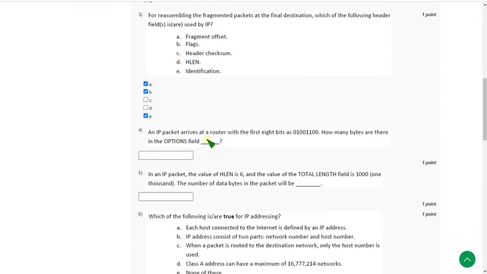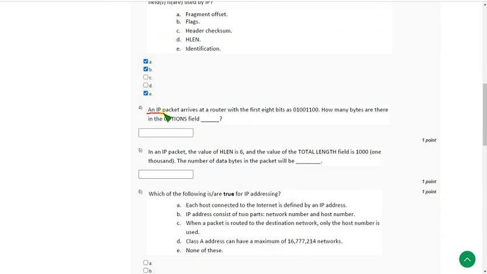Moving on to fourth question. An IP packet arrives at a router with the first 8 bits as 01001000. How many bytes are there in the options field? So your first 4 bits represent it is IPv4 and the last 4 bits represent the header length, 12 bytes. Options field has 20 initially. So 20 minus 12, remaining 8 bytes. So the probable answer could be 8. 8 could be the probable answer for fourth question.